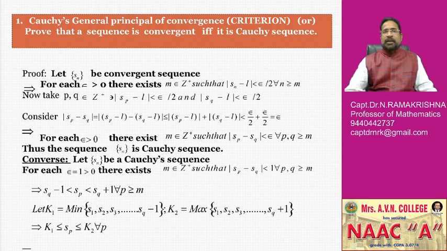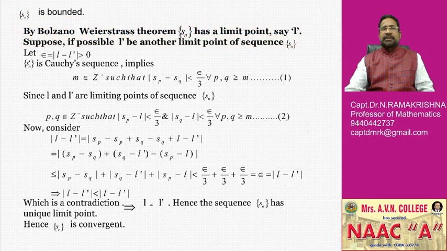So we get Sq minus 1 less than Sp less than Sq plus 1 for all p greater than or equal to m. Let us choose K1 equal to the minimum of S1, S2 and so on up to Sq minus 1, and K2 equal to the maximum of S1, S2 and so on up to Sq plus 1. With this K1, K2, the above inequality can be written as K1 less than Sn less than K2 for every n, writing n in place of p. So what is our conclusion? Sequence Sn is bounded. By the Bolzano-Weierstrass theorem, every bounded sequence has a limit point. We can say that it is L.